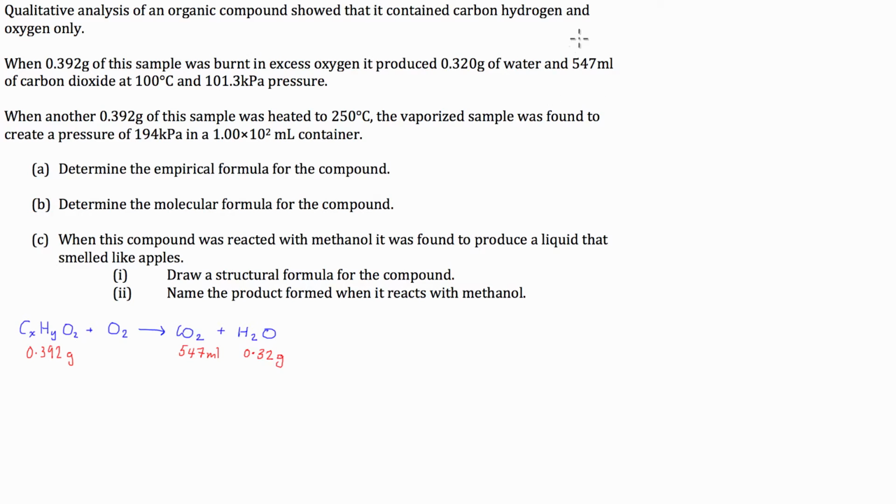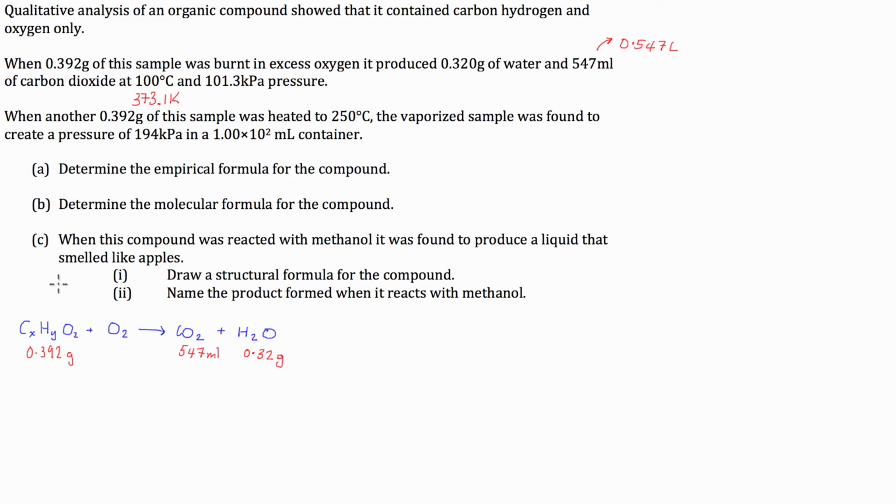So what I would then do is convert these to standard SI units. The SI unit for volume is litres, so this is actually going to be 0.547 litres. And the SI unit for temperature is Kelvin, so we have to add 273.1 to this. So it's just going to be 373.1 Kelvin. Cool. And kilopascals is the standard unit for pressure, so we're okay there.